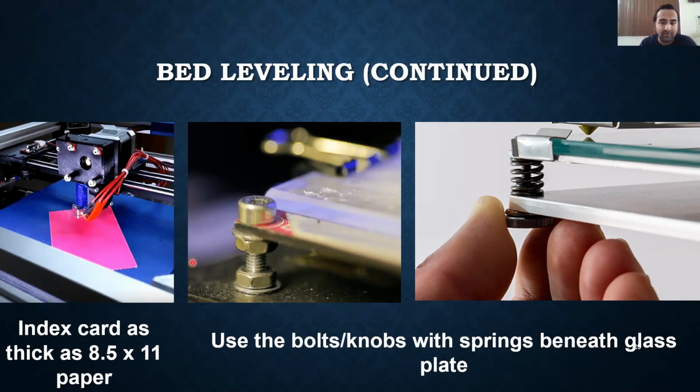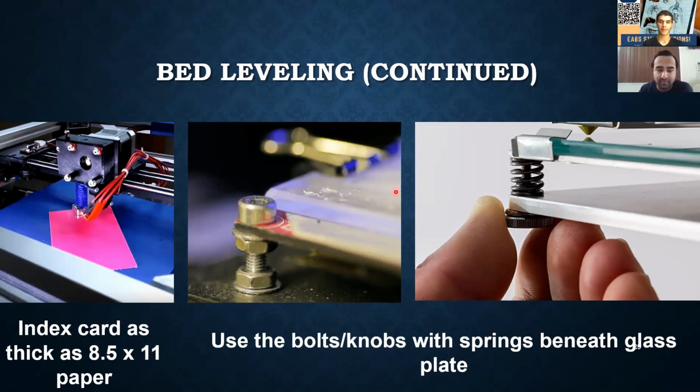But if you have one of the older style ones, which is usually all of them, you can use an index card, which has the perfect 0.1 to 0.2 millimeter thickness, and slide that right beneath your printer head. You basically adjust what are called bolts or knobs with springs beneath your entire printer bed, and you can adjust them until your paper, which is sort of representing your first layer, just barely scrapes against the tip of your printer. Once that happens, you'll know you've leveled properly. So any questions?